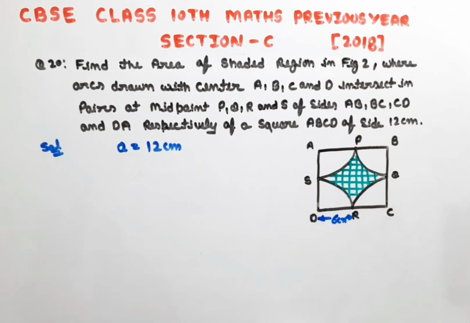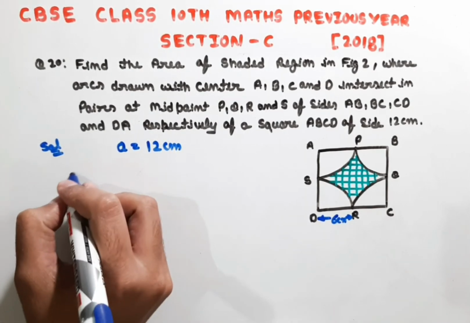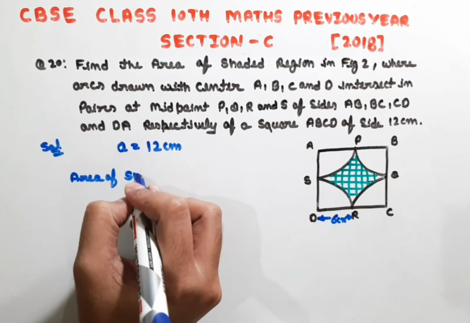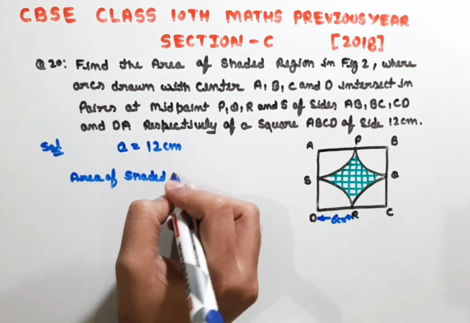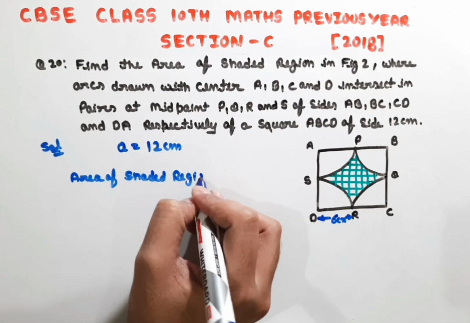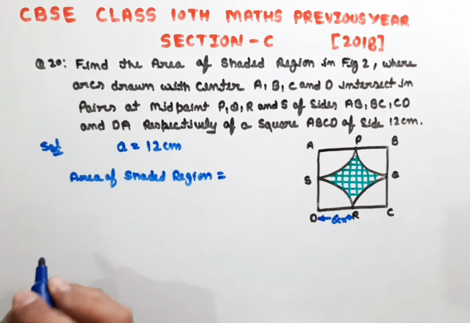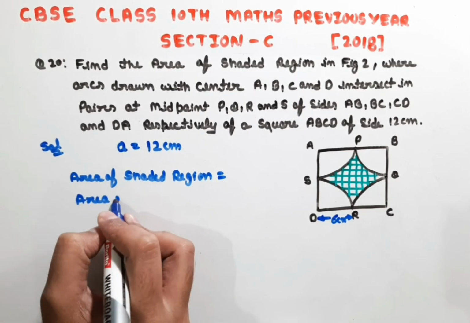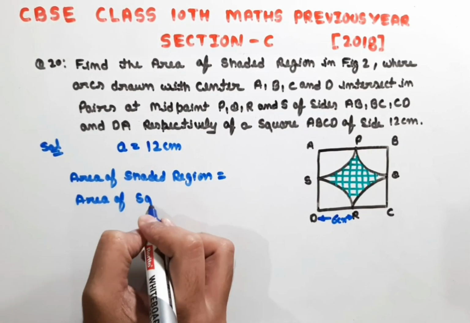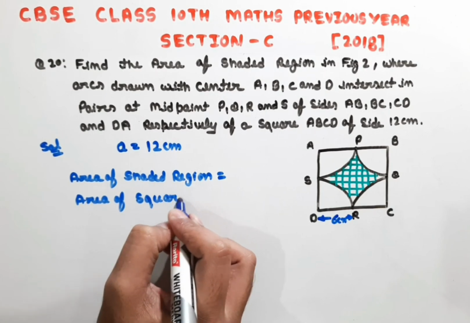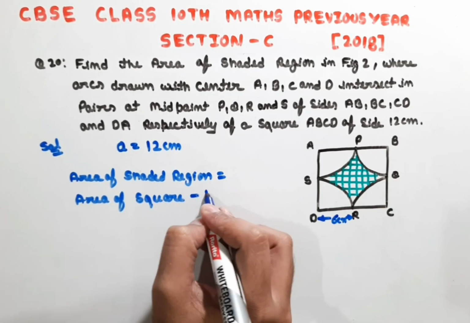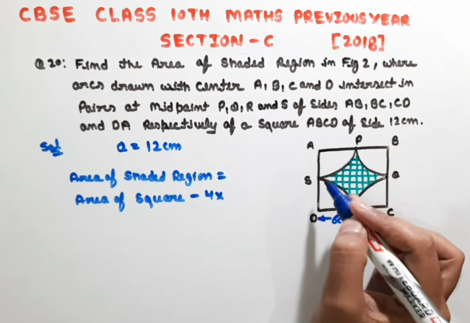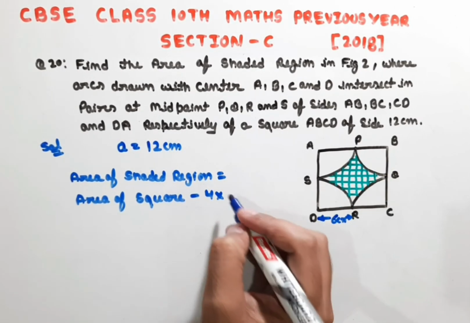So area of shaded region will be equal to area of square minus 4 into area of quadrant, because there are 4 quadrants of equal area.